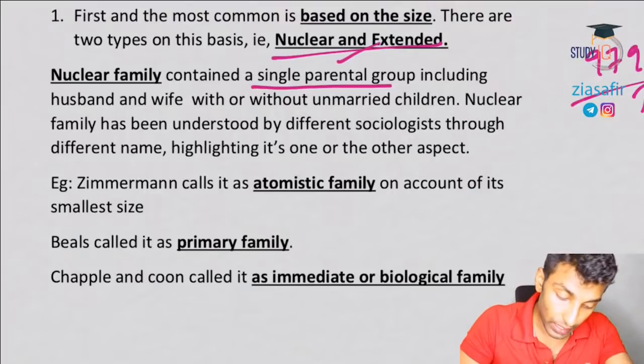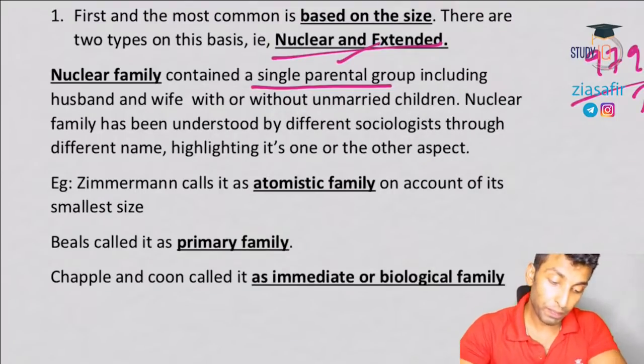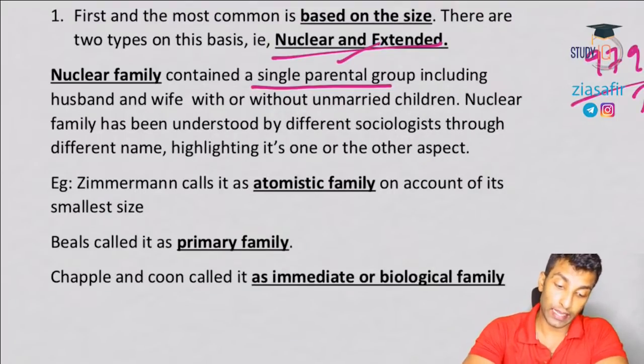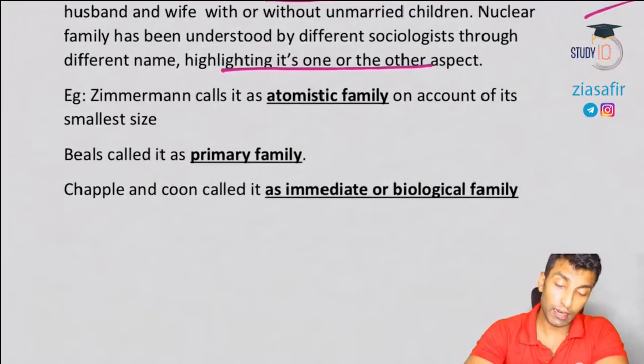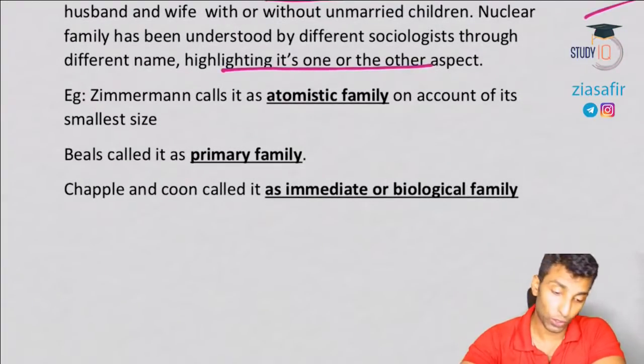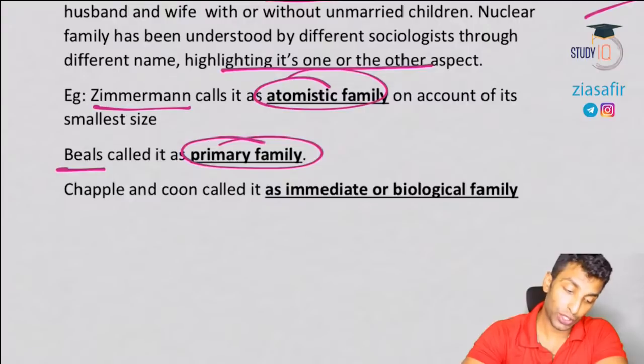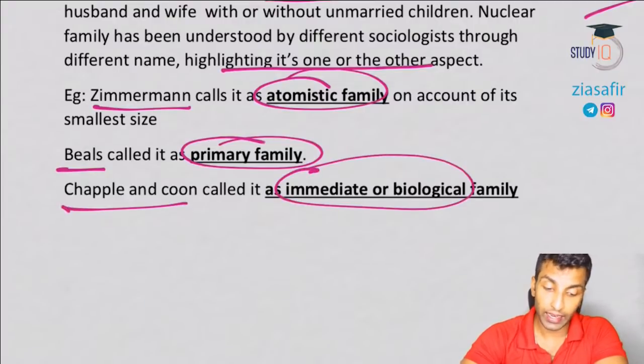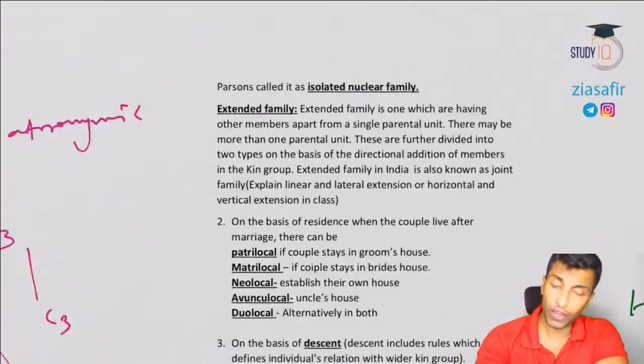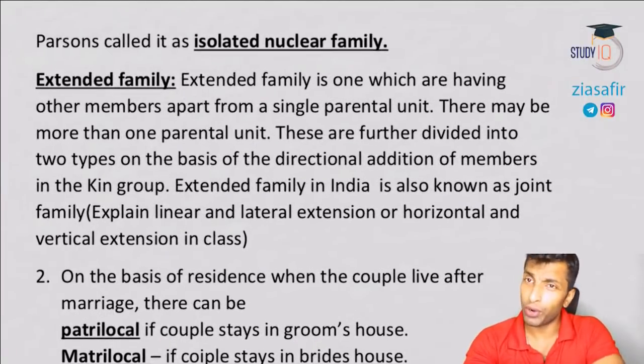So this is what you can see, the types of family. So first, and the most common based on the size, we have already discussed nuclear and extended. Nuclear family contained a single parental group. It is not necessarily a parental group, you can say single couple also, including husband, wife, with or without unmarried children. Okay, nuclear family has been understood by different sociologists through different names, highlighting one or the other of its aspects. So I have given you a few names here, or one or two is enough.